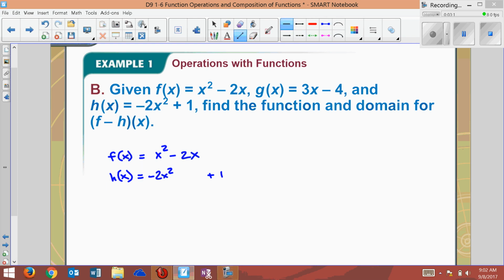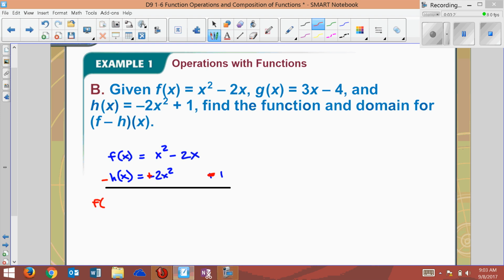Since we are subtracting those two, if you subtract, you're going to change every sign. So instead of this being a negative, it becomes a positive, and this now becomes a negative. All right, so that's how I change that. So when I go through, I would have f minus h of x equal to 1x squared plus 2 more, so I have 3x squared minus 2x minus 1. That would be my equation there.